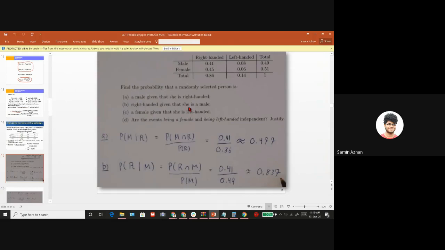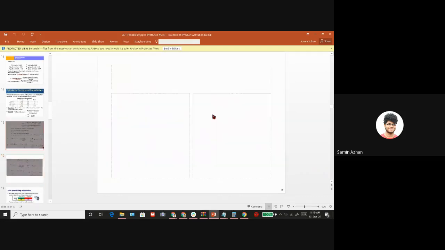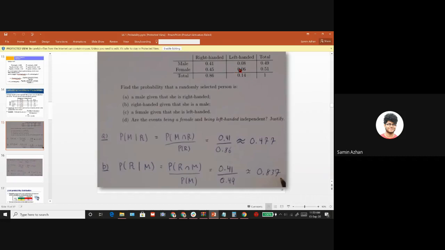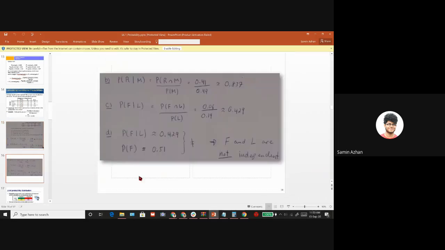However, the rule says that we have to figure out the probability of F and L, which is this value here, and divide that by the probability of L, which is this value. So it should be 0.06 divided by 0.14. The probability of female and left-handed should be 0.06, and the probability of left-handed, if we add these two values, we're going to get 0.14. So that's what this slide is doing as well.